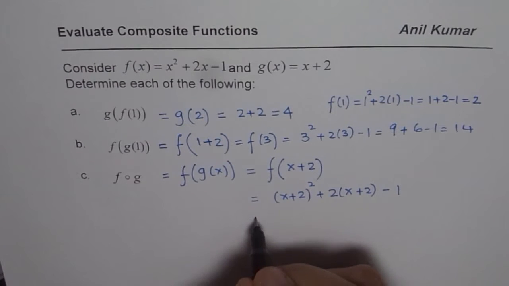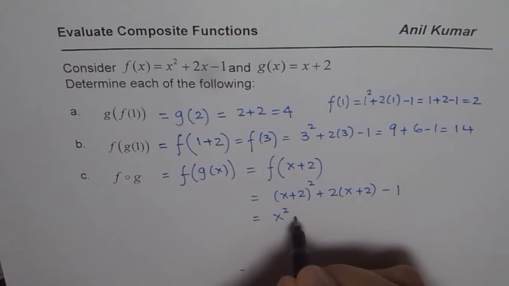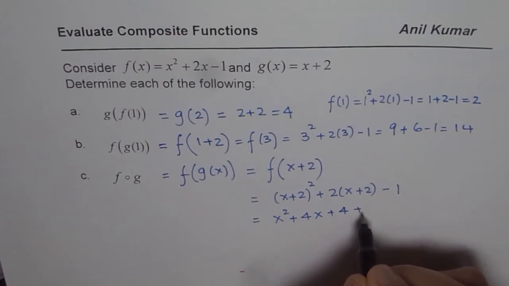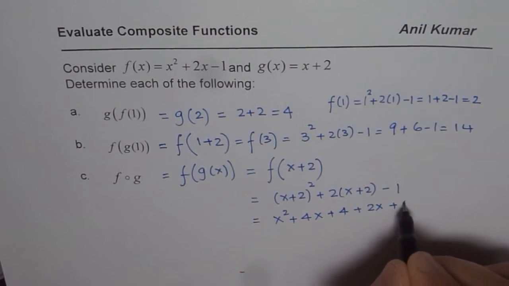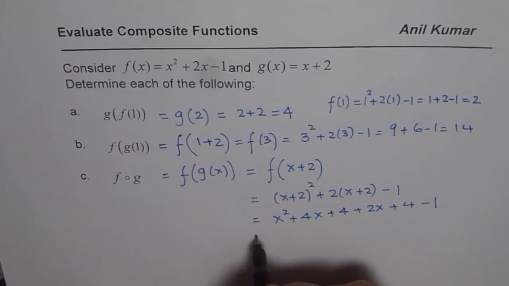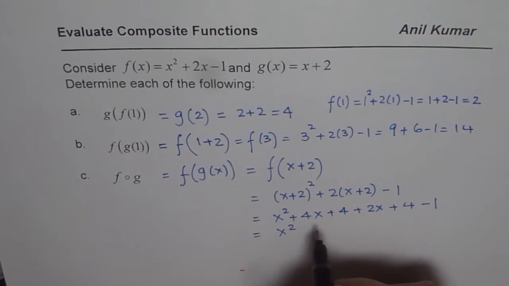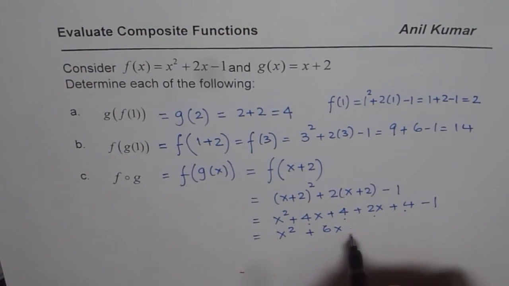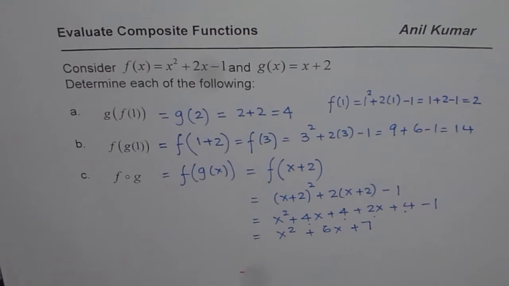Now you can expand and simplify. We get x squared plus 4x plus 4 plus 2x plus 4 minus 1. Combine the like terms. X squared, 4x plus 2x is 6x. 4 plus 4 is 8, 8 take away 1 is 7. So we get plus 7, right? So that is how you can do composition of function, right?